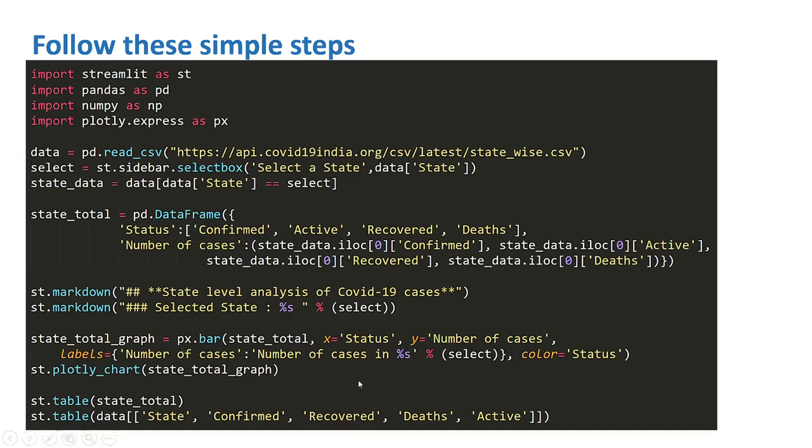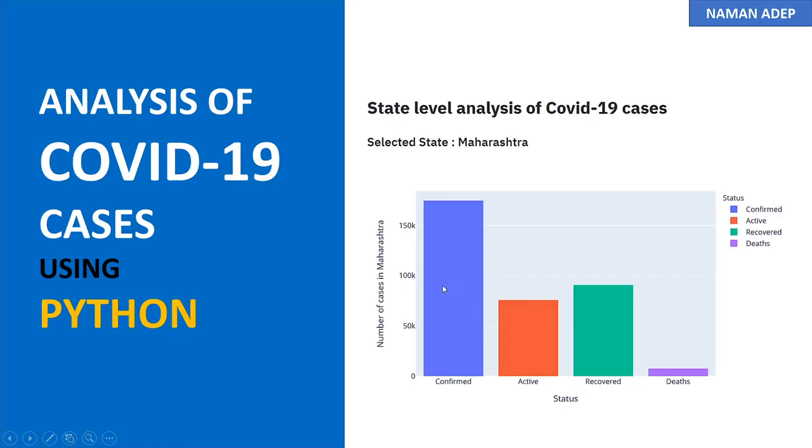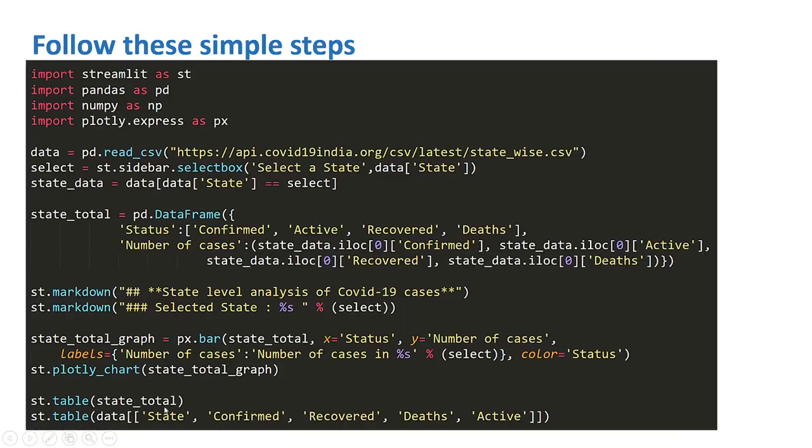In this bar chart, the x-axis, meaning the horizontal line, would be the status, meaning confirmed cases, active cases, recovered cases or deaths, and the y-axis would be the number of cases, meaning the numerical value. As you can see, it would look something like this. Here is the x-axis with the status and the y-axis with the number of cases in Maharashtra or whichever state the user chooses. So now we have displayed the bar chart to the user.